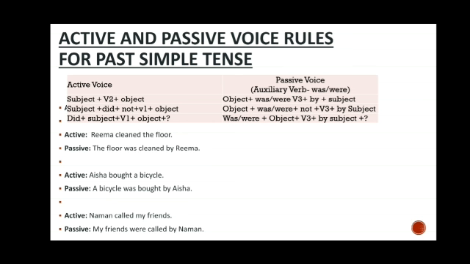See here, Rima cleaned the floor. The floor was cleaned by Rima. Was is used, why? Because the floor is singular here. If we are writing it in plural, then were comes here. Aisha bought a bicycle. A bicycle was bought by Aisha. Okay. Naman called my friends. So my friends were called by Naman. Here we are using were, why? Because friends is plural.